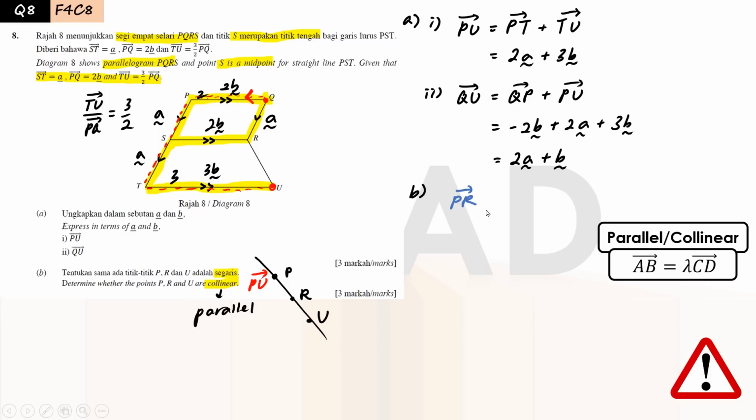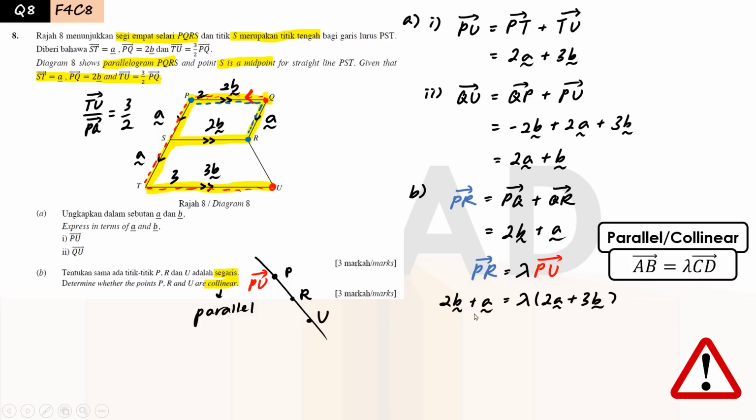Let's say we find PR. Okay, so now let's find the route from P to R. Okay, so there are 2 routes actually, so I just choose one of the routes. So I can go from P to Q, okay, and then Q to R. So this will be my route, P to Q, Q to R. So P to Q is 2B, Q to R is A. Okay, and now we have these 2 vectors, we are going to substitute them inside this equation. Okay, so it will be something like this.